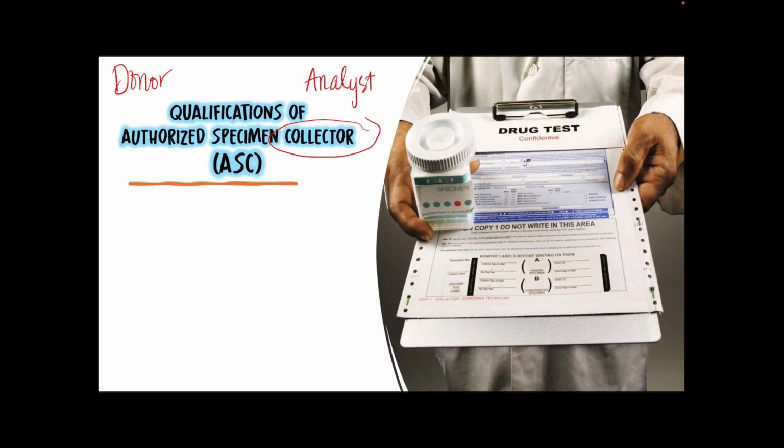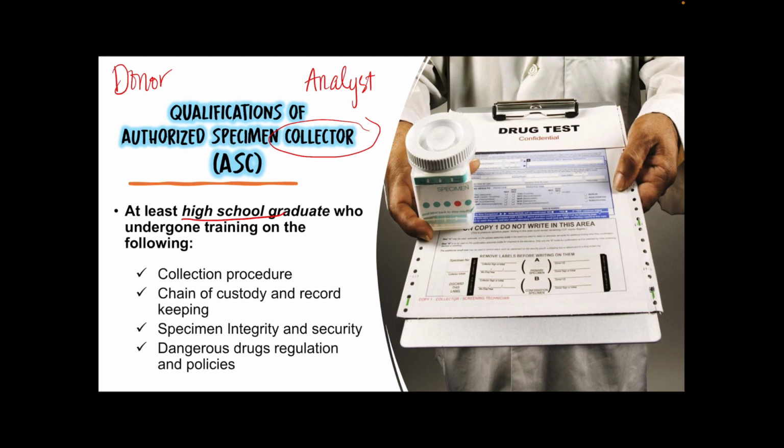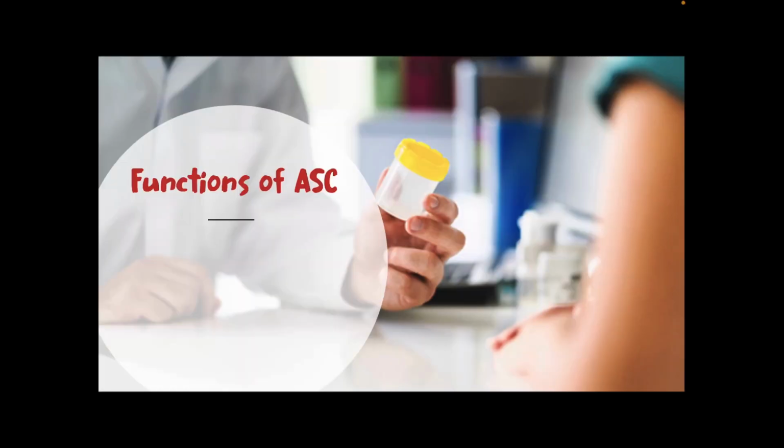So what are the qualifications of the ASC? The ASC must be at least a high school graduate who has undergone training on the following: collection procedure, chain of custody and record keeping, specimen integrity and security, and dangerous drugs regulations and policies. The ASC has three general functions.